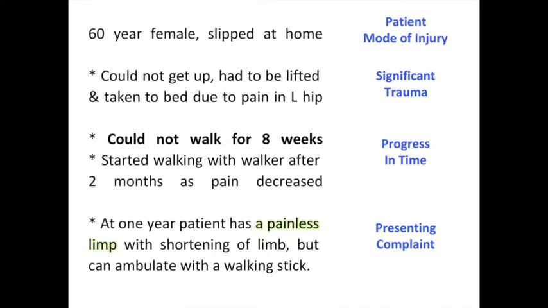A 60-year-old female slipped at home, could not get up, had to be lifted and taken to bed due to pain in the left hip. Now this patient could not walk for 8 weeks, was in bed, and started walking with a walker after 2 months as pain decreased. She presented to us at the end of 1 year of this injury with a painless limp with shortening of the limb, but can still ambulate with a walking stick.